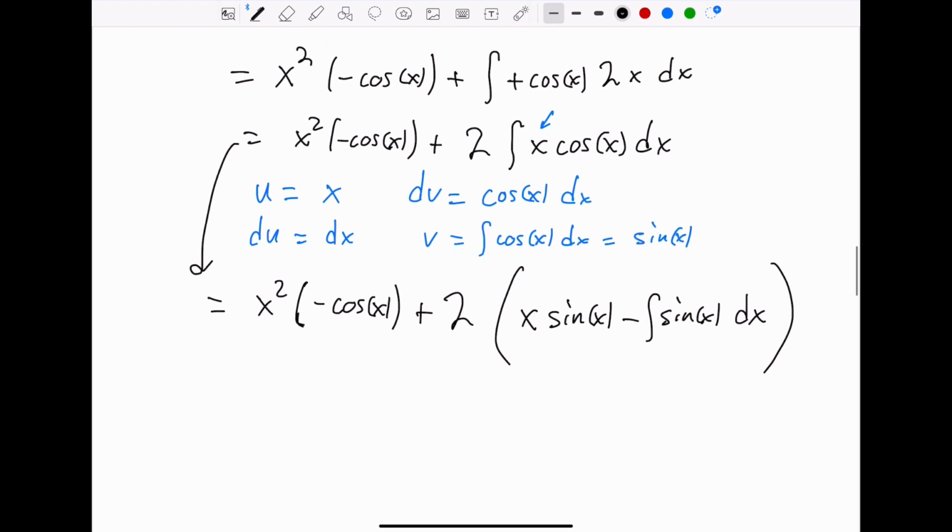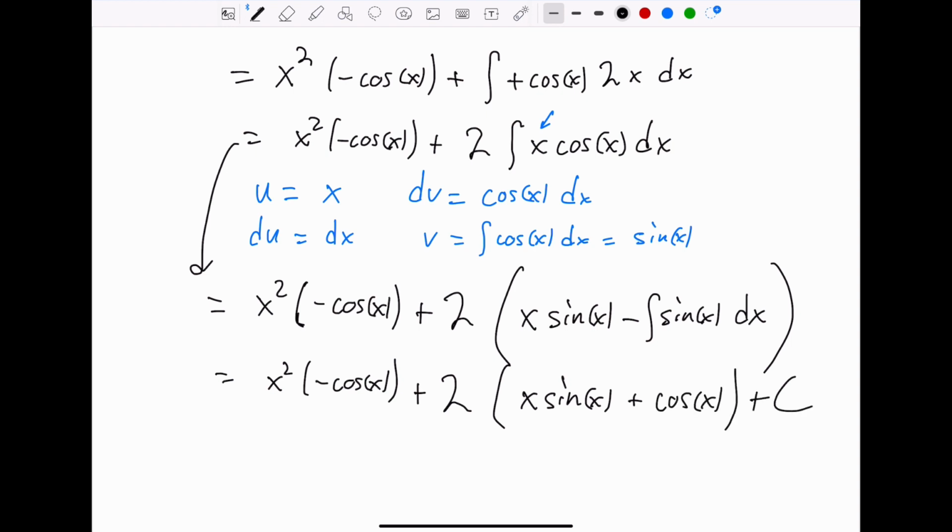We're almost done with the problem. We just have to evaluate this final integral. The antiderivative of sine is negative cosine. That will cancel with this negative. So for our final answer, we copy down everything else that we had: x sine of x minus minus cosine, so plus cosine of x plus c, and that is the correct answer.